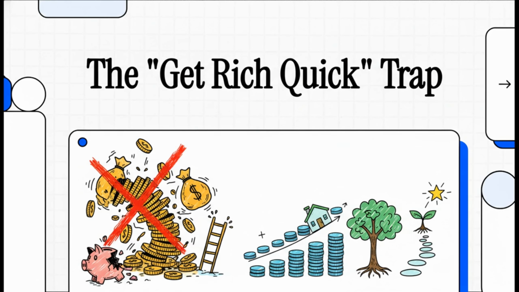Let's be real for a second. Have you ever had that feeling, that frantic urge to just fix all your money problems, like overnight? Well, we're going to dive into why that whole get-rich-quick idea is actually a trap. And the real secret to building wealth? It's all about taking baby steps. So let's get into it.